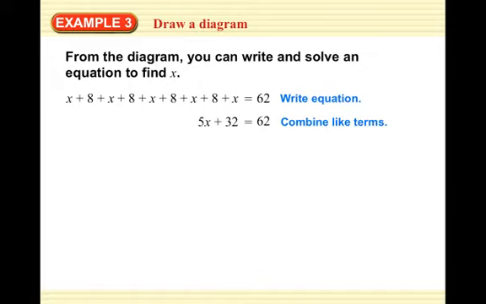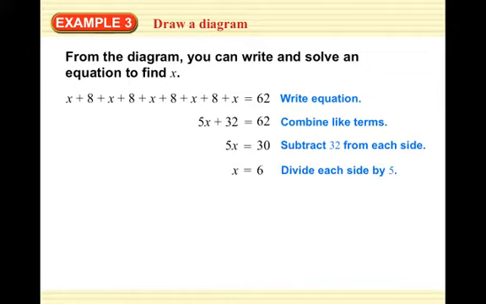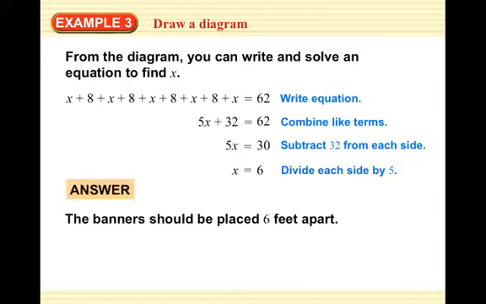We subtract 32 from both sides, and that's going to give us 5X equals 30. X is being multiplied by 5, so to undo that, we divide by 5, and so we get X equals 6. So each banner should be placed 6 feet apart. You should have 6 feet before the first banner, and then 6 feet between each banner, and 6 feet after the last banner.